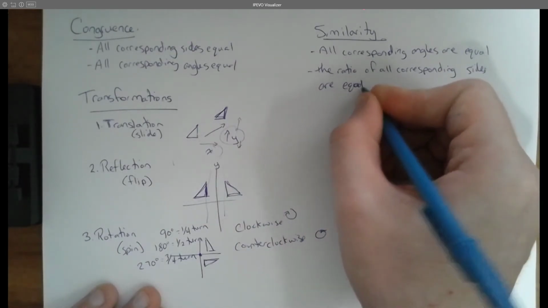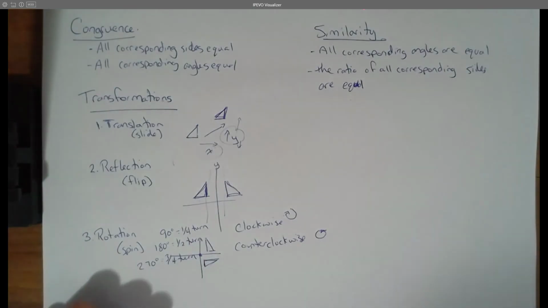All corresponding sides, though, the ratio of the corresponding sides are equal. In other words, similar shapes are scaled up or scaled down versions of the original shape. We might have an original shape that's rather small, and so we make an enlargement of it or make it bigger. All the angles stay exactly the same, but it's a much bigger version of what it was before. Or we could do the opposite.